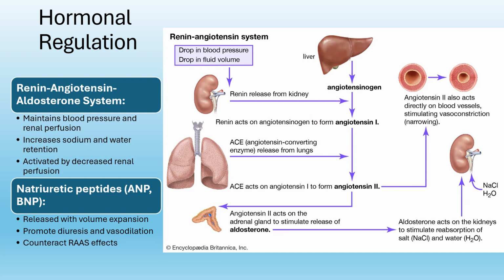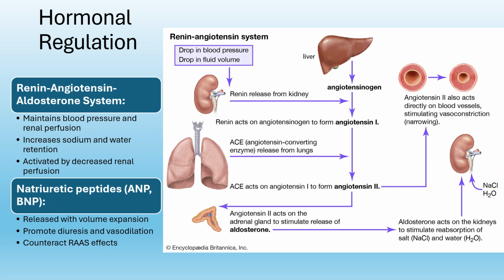The natriuretic peptides, ANP and BNP, provide the counterbalance. When the heart chambers stretch from volume expansion, they release these hormones that essentially tell the kidneys to let go of excess fluid. These peptides promote diuresis, cause vasodilation, and directly oppose RAAS effects. Picture them as the brake pedal to RAAS's accelerator. In our NICU patients, this balance is particularly delicate.